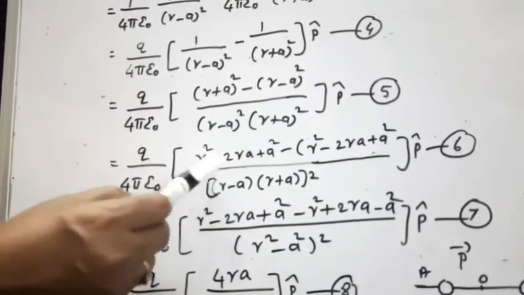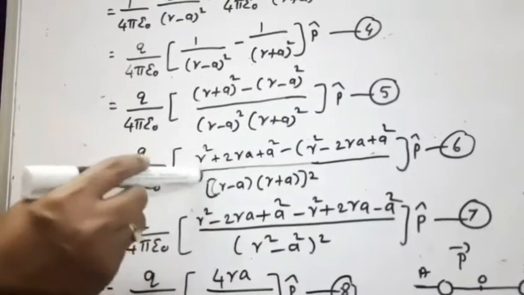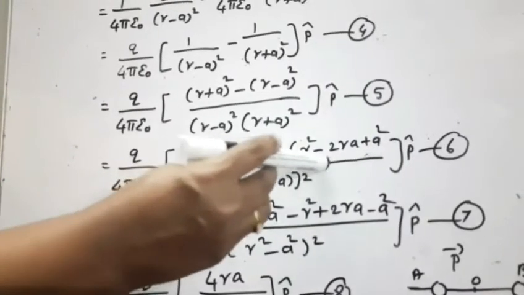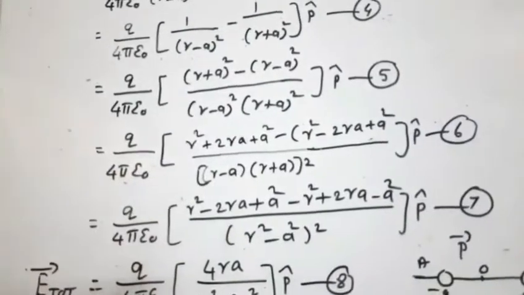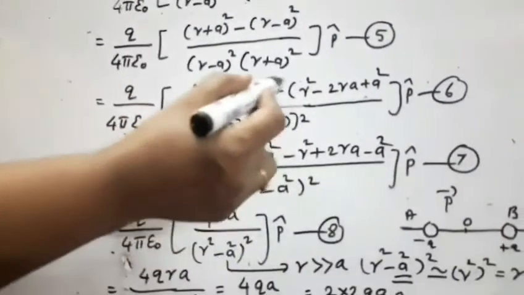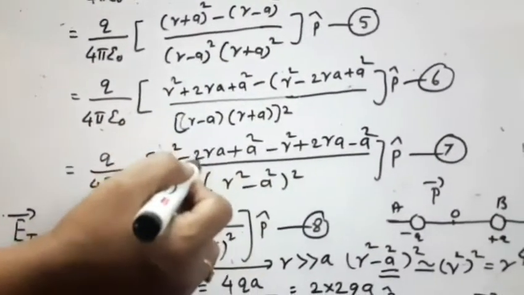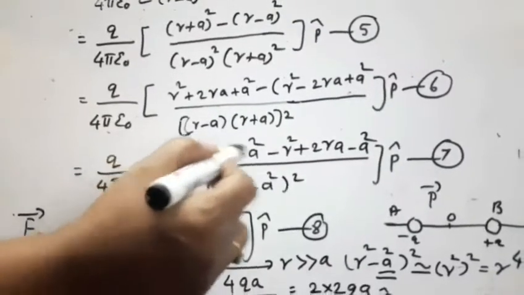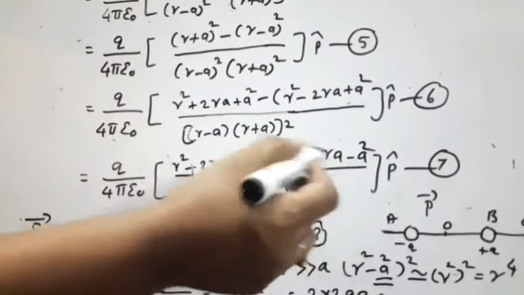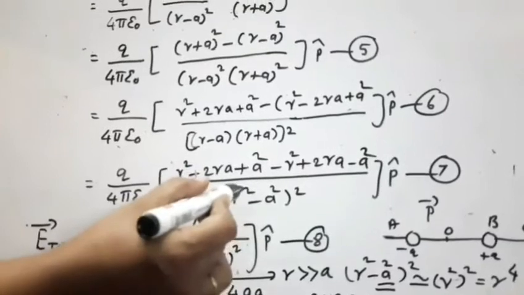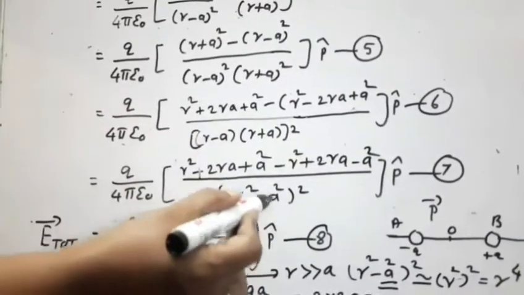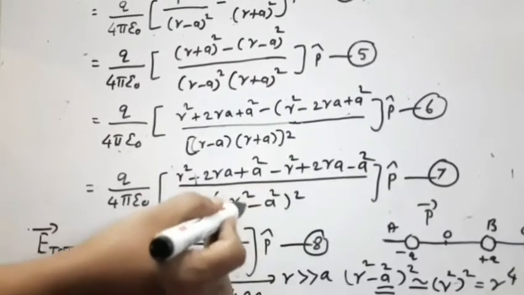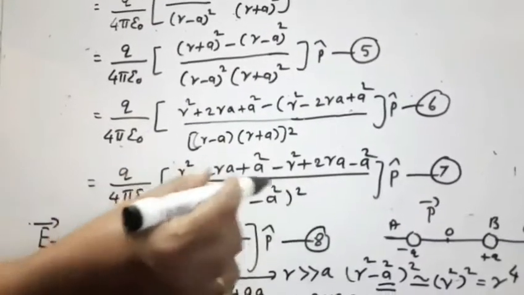And in the numerator, using the (A plus B) formula: R square plus 2Ra plus a square minus (R square minus 2Ra plus a square), P cap. Then the minus sign is multiplied by the inner values, therefore R square plus 2Ra plus a square minus R square plus 2Ra minus a square. In the denominator, (A plus B)(A minus B) means A square minus B square, whole square. Therefore (R square minus a square) whole square, P cap.